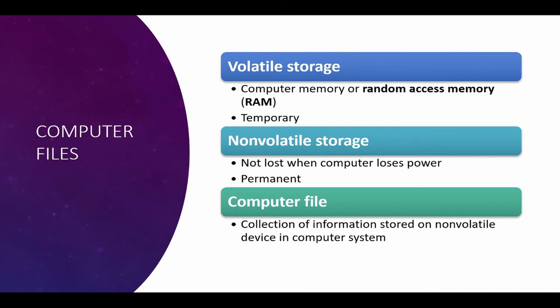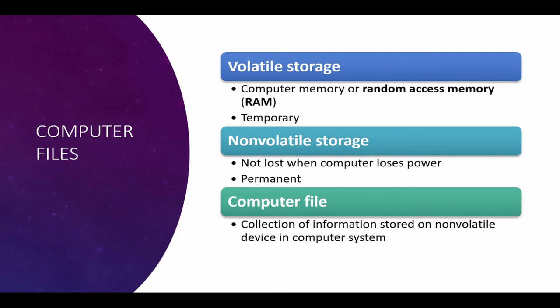Another type of storage is non-volatile storage, and it is the opposite of volatile, which means that non-volatile is permanent. These are your files that you usually save locally. You don't lose what's in them when the computer loses power as long as you keep saving, right? Now, a computer file is a collection of information that is non-volatile, stored somewhere on your computer system.